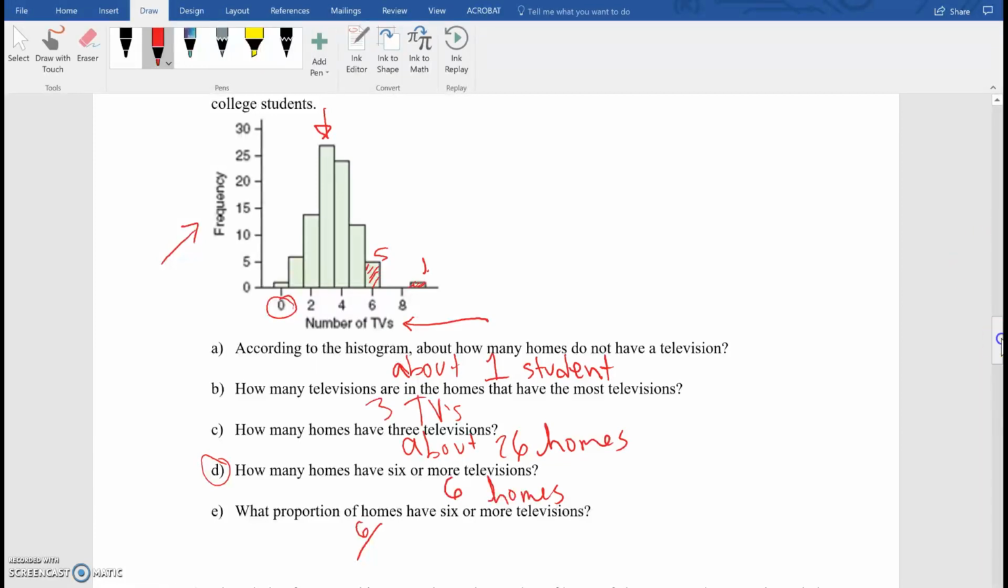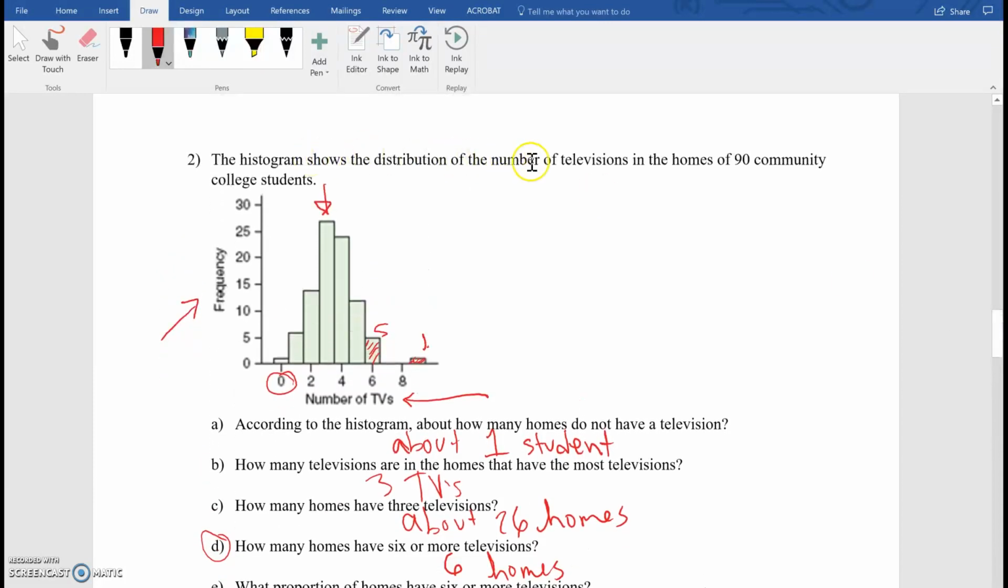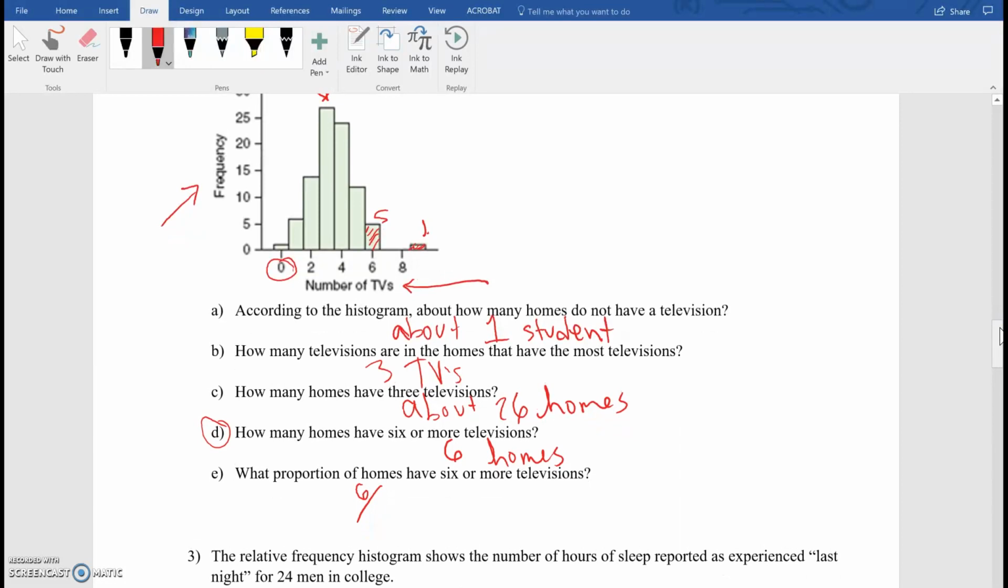Well, let's go back to the problem. Did they give us how many? The histogram shows the distribution of the number of televisions in the homes of 90 community college students. So it should be 90. So 6 out of 90. Okay. 6 out of 90. So let's go ahead and put that into our calculator, right? And what we're going to get is approximately 0.06, right?